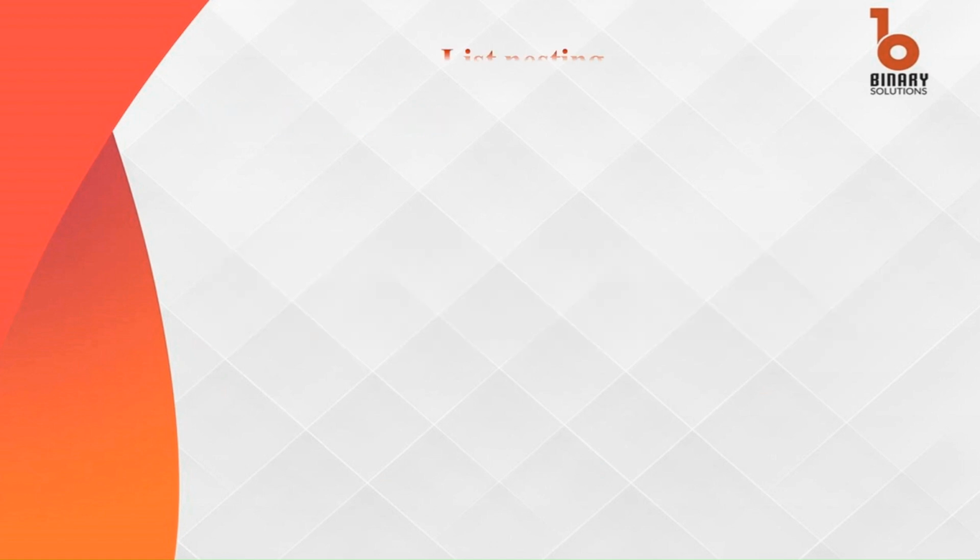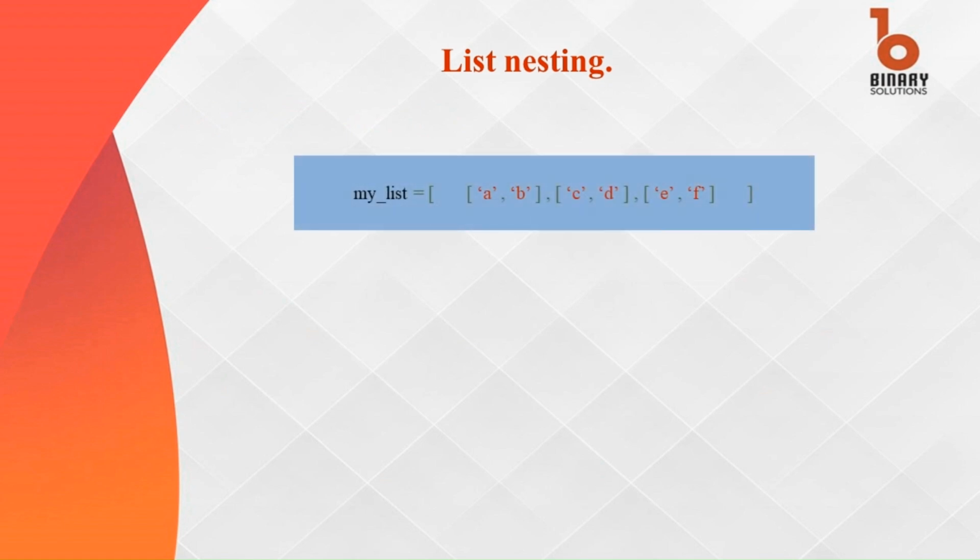In this example, the concept of list nesting is demonstrated using a multidimensional list called my list, which contains three nested lists: [A, B], [C, D], and [E, F]. In the first step, each nested list can be accessed directly using a single indexing operation. For example, accessing my list[0] retrieves the first nested list, [A, B]. Similarly, my list[1] retrieves the second nested list, [C, D], and so on.